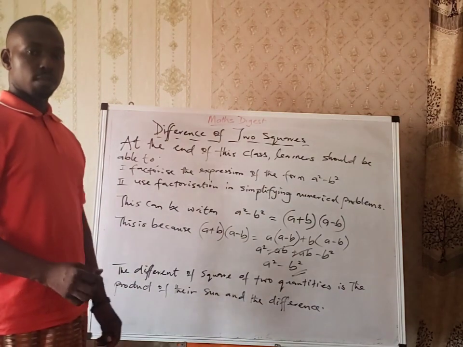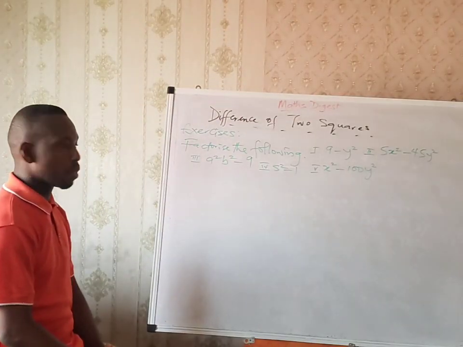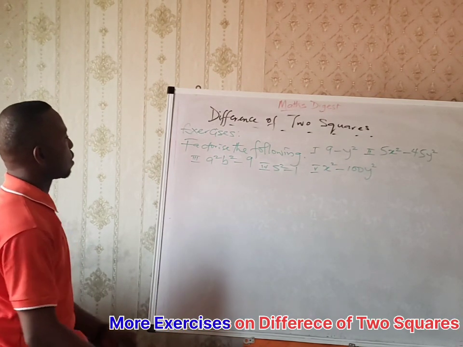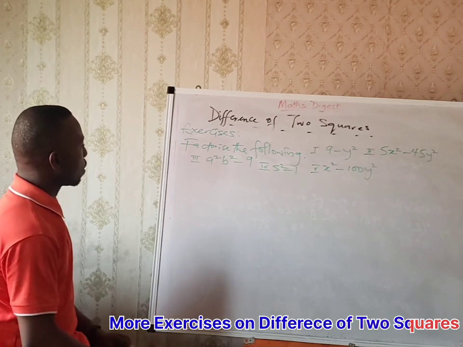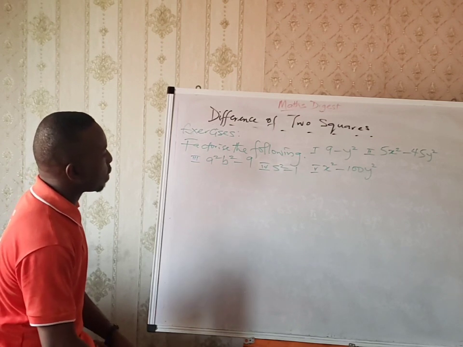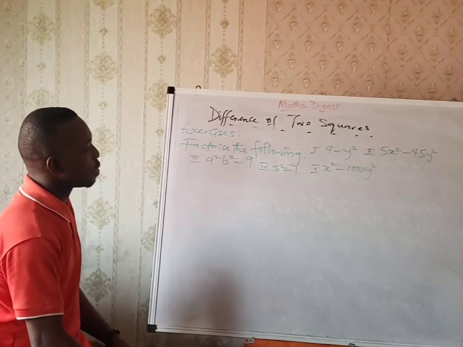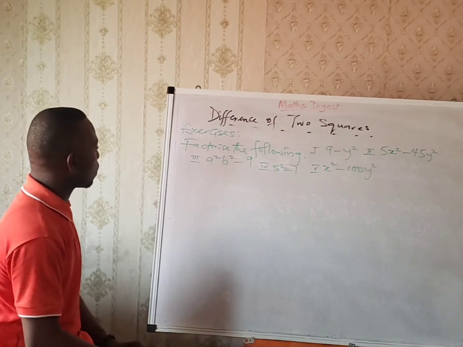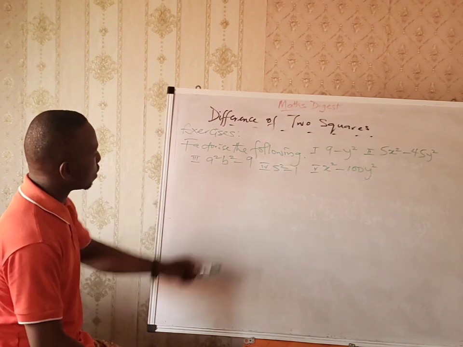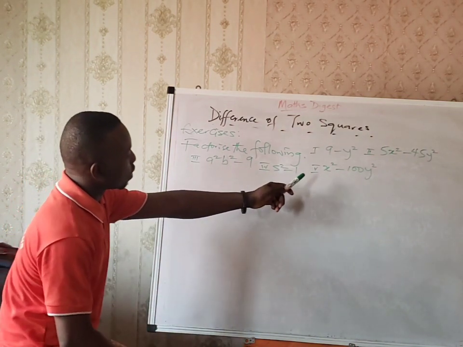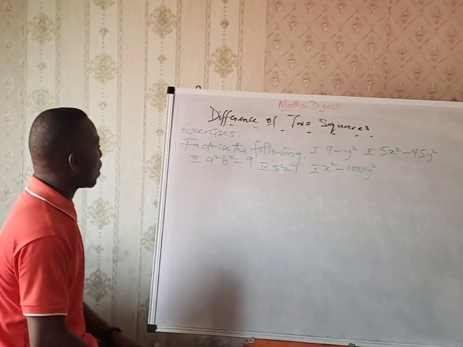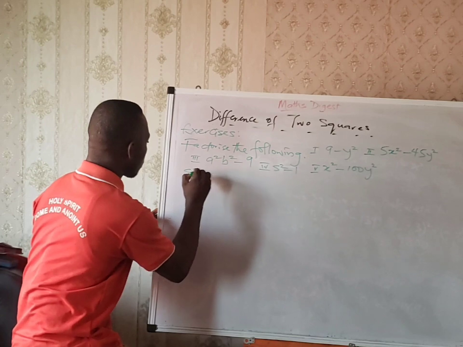So stay tuned. All right, welcome back. In this, we are taking some exercises to digest difference of two squares. Factorize the following. The first one says 9 minus y squared. The second one says 5x squared minus 45y squared. The third one says a squared b squared minus 9. The fourth one, x squared minus 1. While the fifth one says x squared minus 100y squared. So quickly, solution.